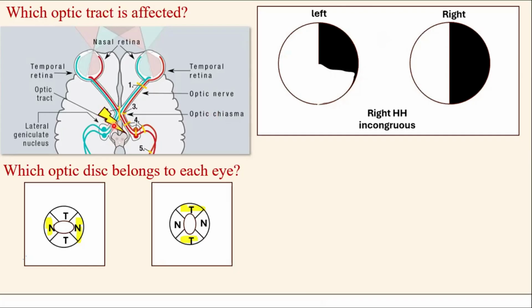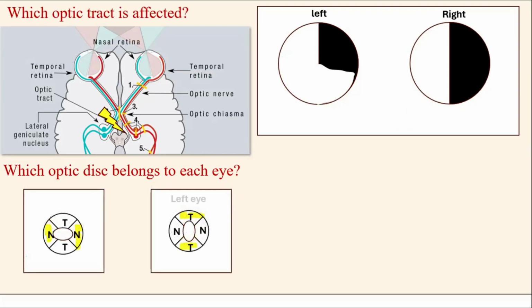When we have a left optic tract lesion, we have what? The nasal fibers of the right eye and the temporal fibers of the left eye. So this is the optic disc of the right eye. Is that what you are saying? Okay, all right, so let's see.